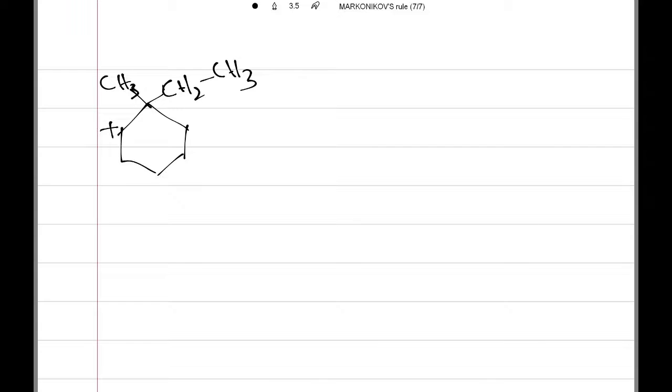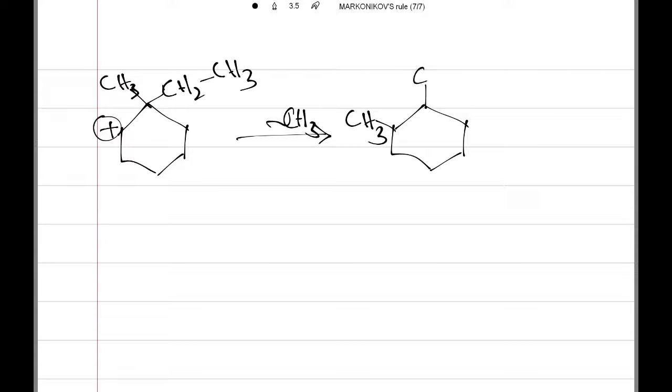CH2CH3, and this carbon is having positive charge. So in case methyl migration takes place, what is the product of the reaction? Now this is the CH3 here. And after that, here it is CH2 and here it is CH3. Again we can get the positive charge here.